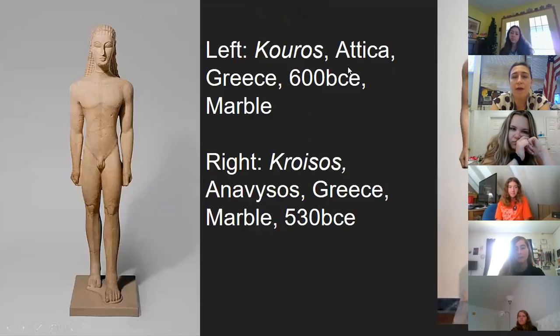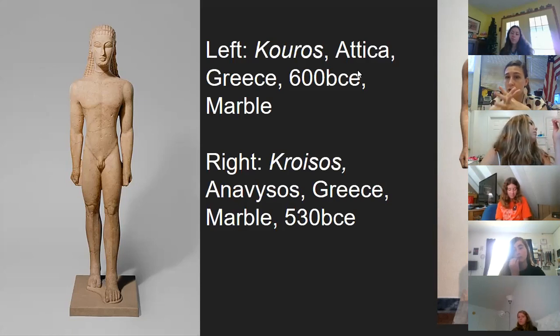So the left-hand one is that Koros statue. It was made around 600 BCE, right at the beginning of that archaic period. There was a lot of trade between Greece and Egypt at that time, because they're separated by a gulf, but there are a lot of islands. So it's pretty easy for early navigators to go from island to island or to use the islands as landmarks. They were never really away from land, never out in the open ocean, having to sail by the stars or a compass.